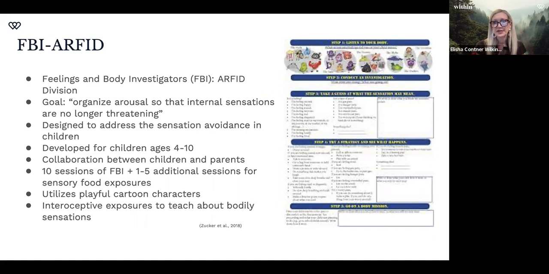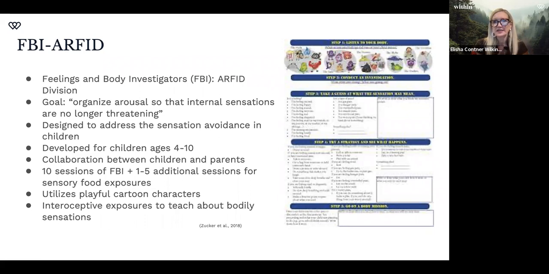This modality assists children and their parents with learning to understand emotion, bringing some attention to emotion and meaning to some of the sensations that they experience in their body. There's also an element of teaching coping skills and self-regulation. There are about 10 sessions that focus on things such as learning to guess what that sensation you are experiencing in your body means. My favorite part is the playful cartoons. We've got characters such as Julie Jitters and Gassy Gus. I know it's hard to see on the screen, but go to Google FBI ARFID, and you'll see some of the colorful infographics that we use when it comes to this modality.